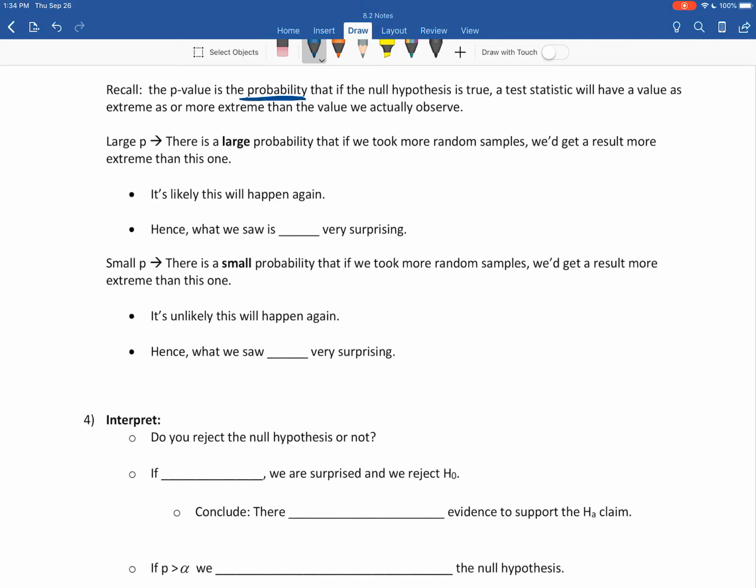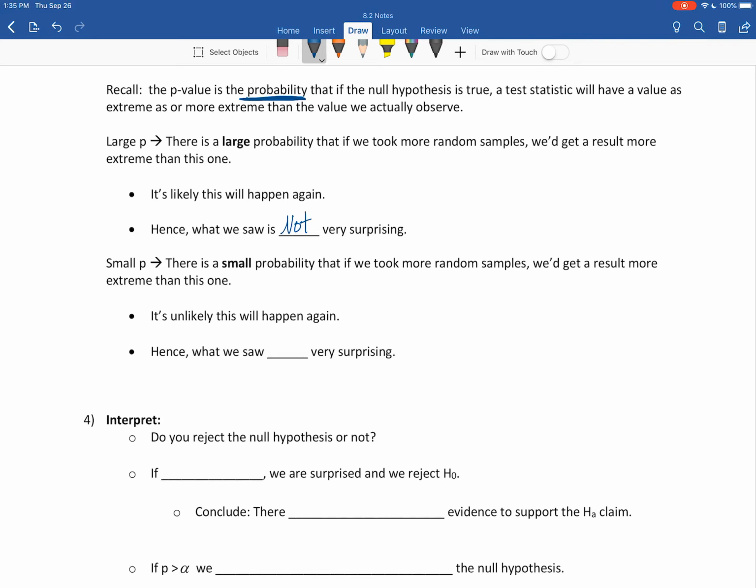If your p is large, that means there's a large probability that if we took more random samples, we'd get a result even more extreme than what we're already seeing. What that tells us is it's likely that what we've observed will happen again. Hence, what we saw is not very surprising. If the percentage that we observed is very likely to occur over and over again, then it's not very surprising. It seems pretty typical.